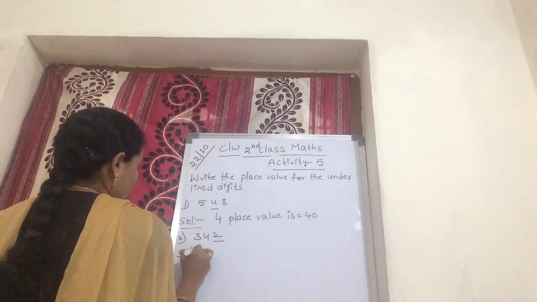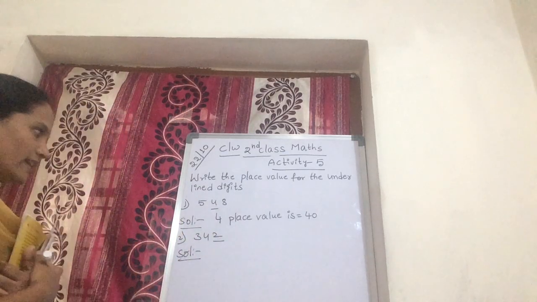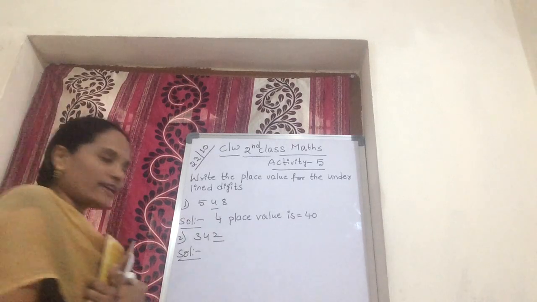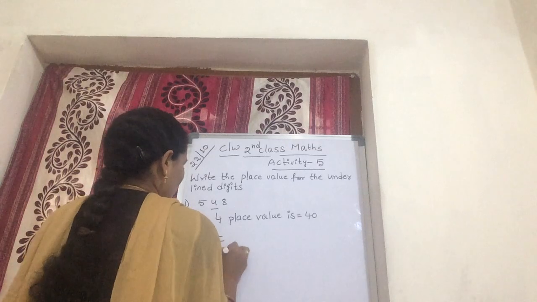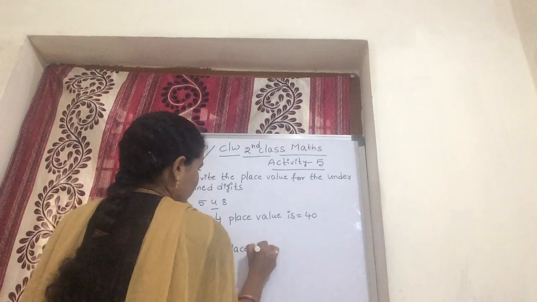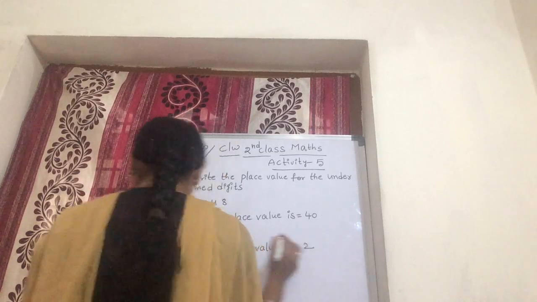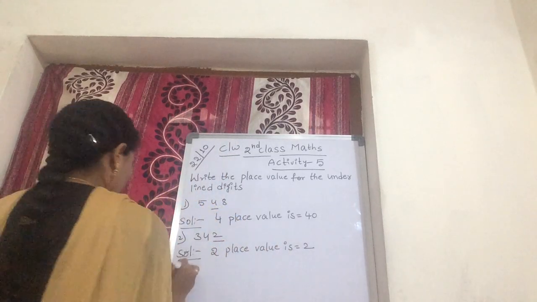Tell me, children, what is the place value of 2? 2 is in the ones place. So what is that place value? 2. Okay, now next one.